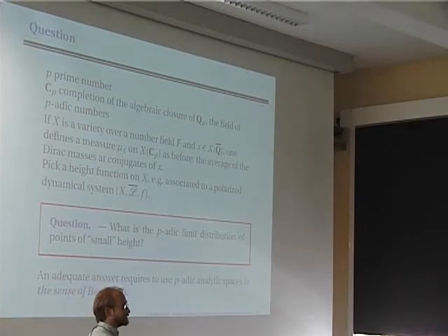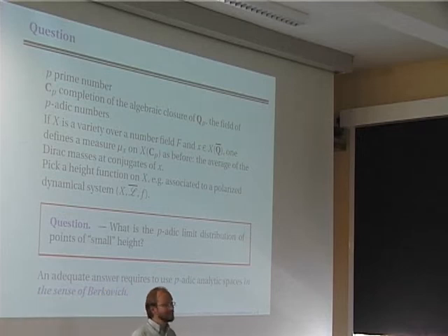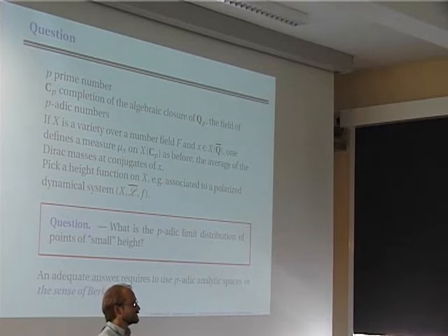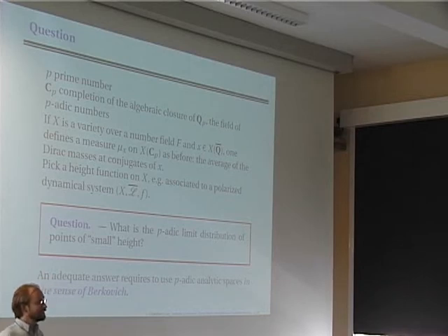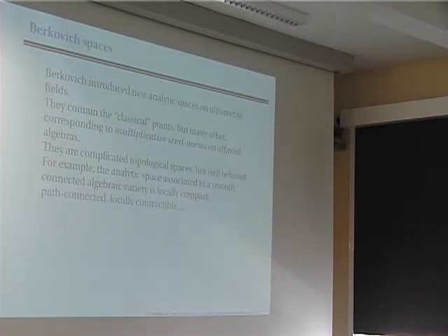Okay, and the question that you can ask is, what is the p-adic limit distribution on the space? How do the measures behave? And so what I discovered is that if you want to answer that question, you have to introduce Berkovich spaces. Berkovich spaces are a new kind of analytic spaces in the p-adic case, which I have to explain.